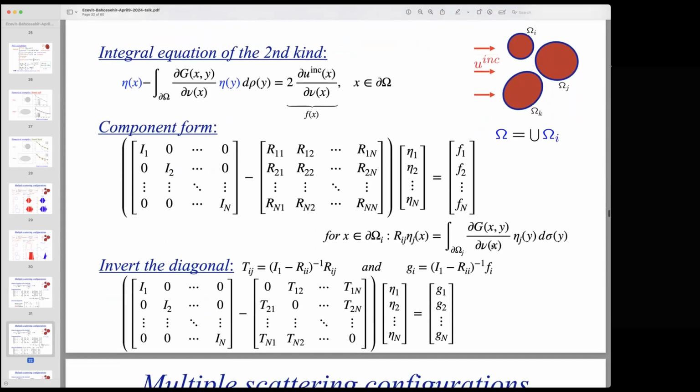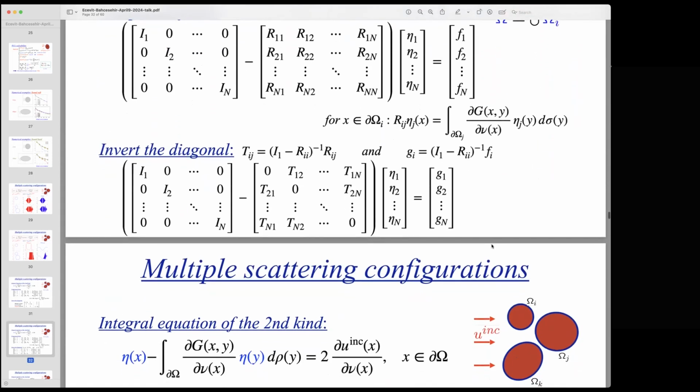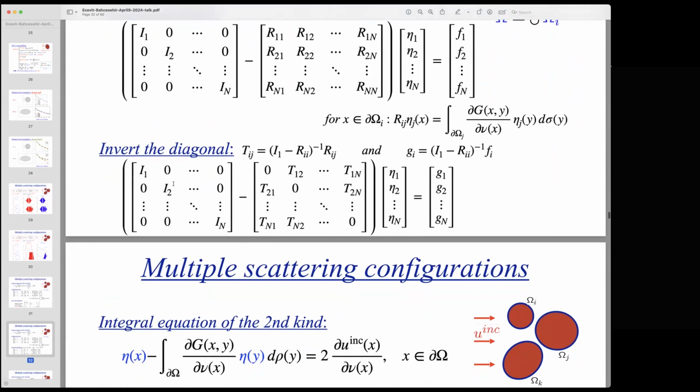And right, so when this is done, you get this component form of the alternative solution. And what is really happening is, if you look at it, you invert the diagonal. So let me carry out the T_ij. This must be I_i, the identity operator, not I_1. I_i minus R_ii inverse R_ij.